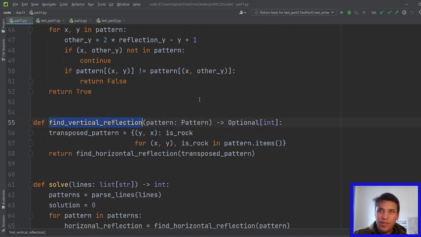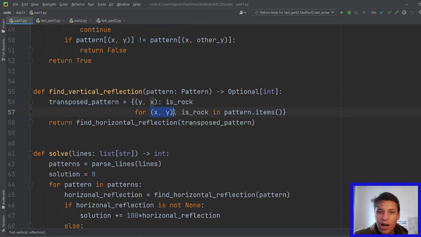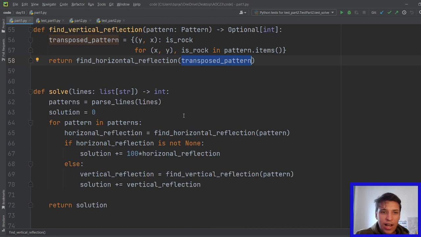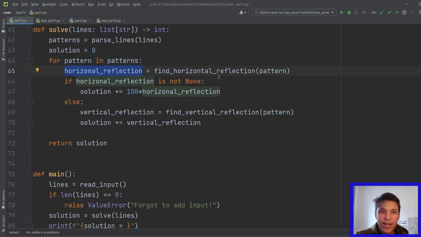In order to find the vertical reflection, we can do a little trick. So we can just transpose the pattern. So for each key, we just switch the order of the coordinates, and then we can find the horizontal reflection based on this transposed pattern, and this will give us the vertical reflection. This will allow us to solve the problem. So we just go for each pattern, and then we try to find the horizontal reflection. If we find one, then that will, as we are told, contribute 100 times the number of lines above to the solution. Otherwise, we find the vertical reflection, and that will contribute the number of lines to the left of the reflection to the solution.